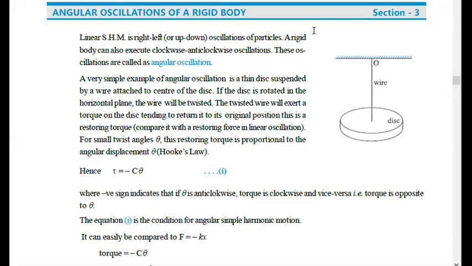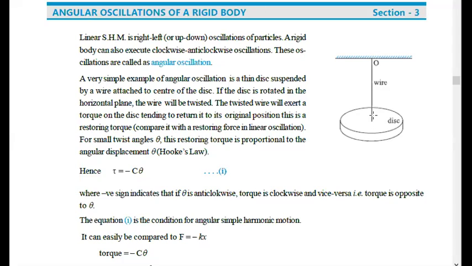Okay, everyone. So today we are starting with this section, which is angular. First of all, we'll talk about angular oscillation of rigid body. Now, when you talk about rigid body, I hope all of you know what is rigid body. Yes or no?